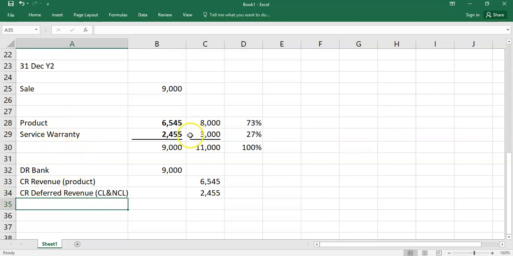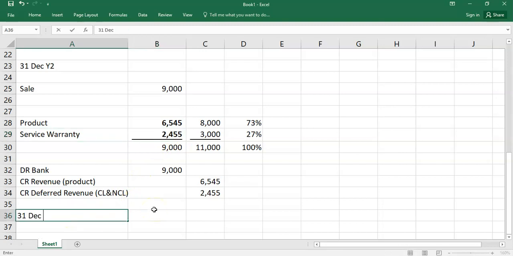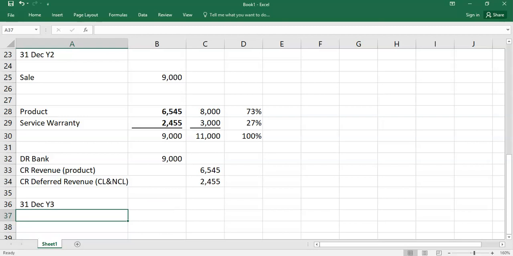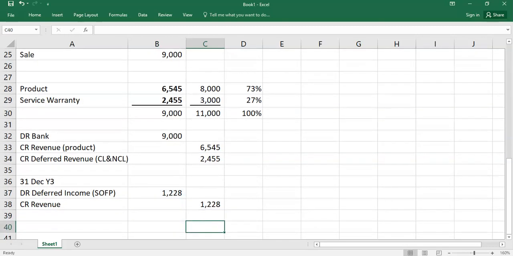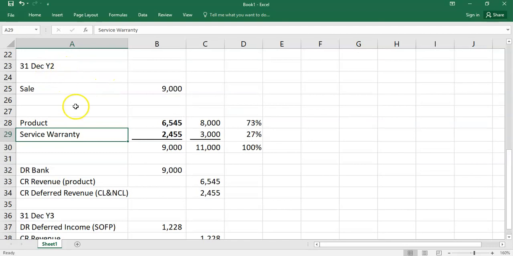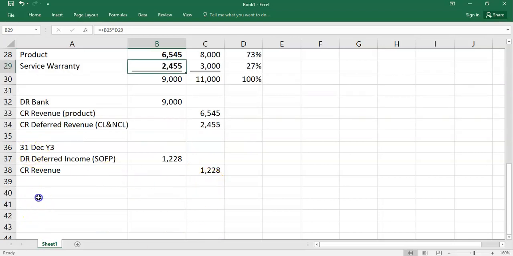That's going to be recognized next year and the year after as you earn the service warranty income as the time passes. So at the 31st of December, year 3, you will debit deferred income in the SOFP, and you will credit revenue. And you'll essentially do half of it because it's a 2-year divided by 2, and the same here. So the first year of the service warranty is year 3, which is Y3. That means you recognize a half of the portion of revenue allocated to it. And then in year 4, you would recognize the other portion.